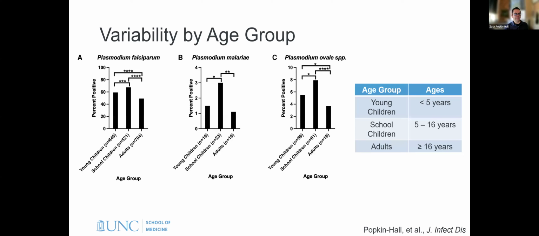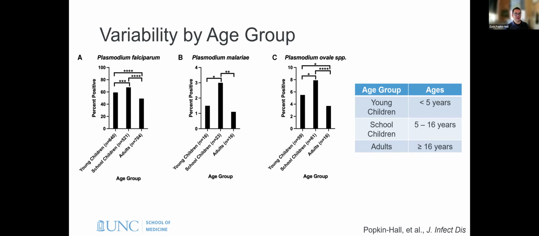So on the left, I'm looking at, again, Plasmodium falciparum, and we see there that school children have significantly higher rates of Plasmodium falciparum than either young children or adults. Not too surprising, given that there is a large body of literature saying that school children tend to be a reservoir for malaria. They tend to have a lot of it.